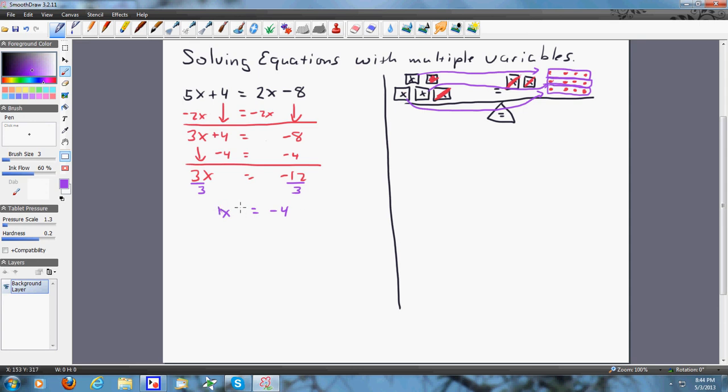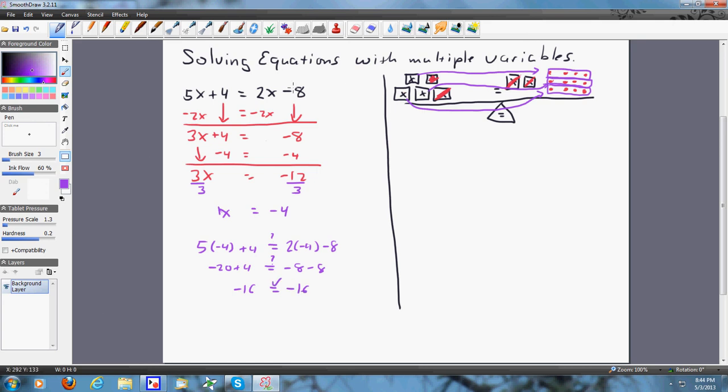And that's it. And take a look at this. 5 times a negative 4 plus 4. And we want to know, does that equal 2 times the negative 4 minus 8? Well, 5 times the negative 4 is negative 20 plus 4. And does that equal a negative 8 minus 8? Negative 20 plus 4 is a negative 16. Negative 8 minus 8 is negative 16. So voila, it works. And that's it.